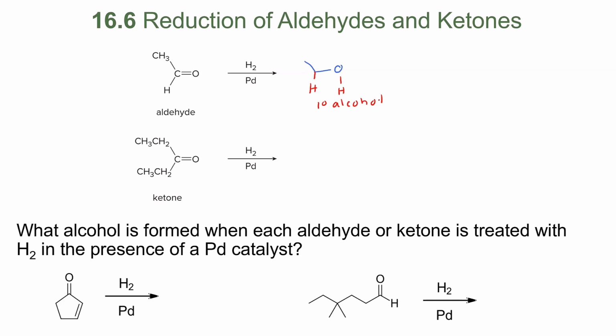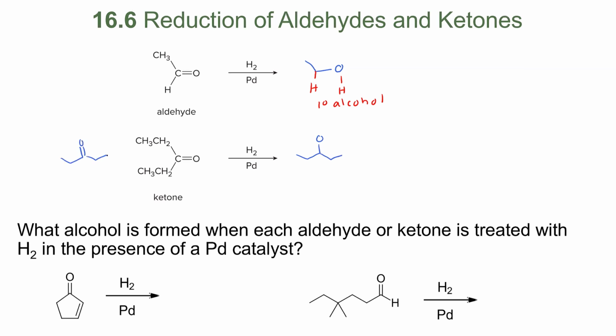And then with this ketone, we're going to use H2 and palladium. I'm just going to draw this out here. This is what it looks like before. I'm going to add my H's here to get a secondary alcohol.